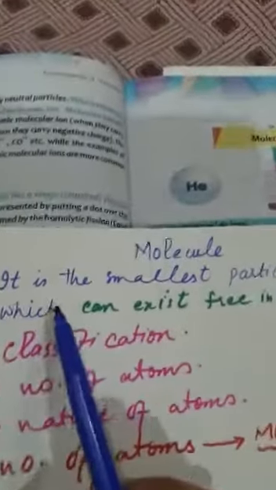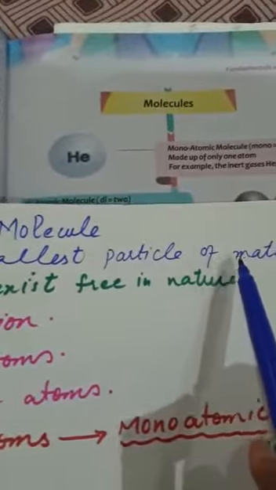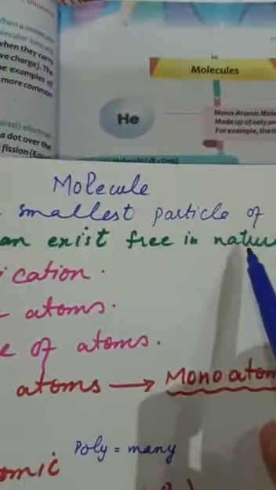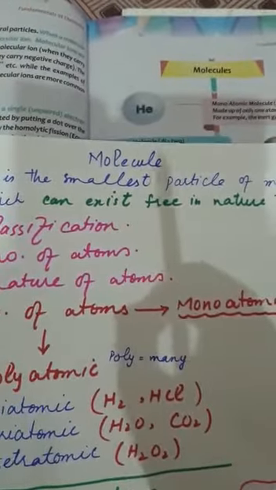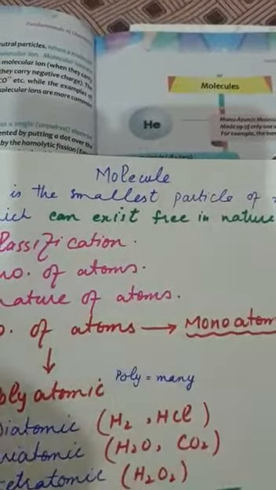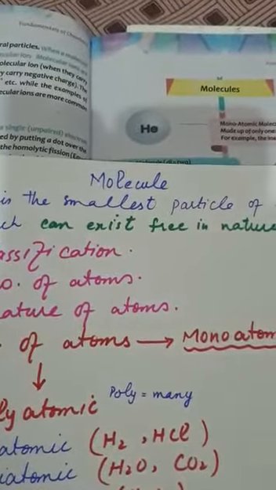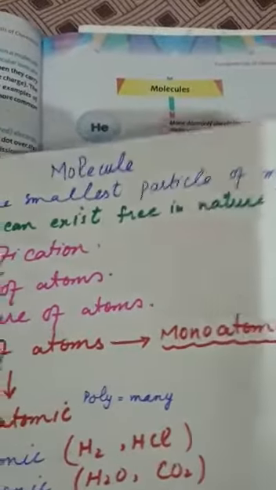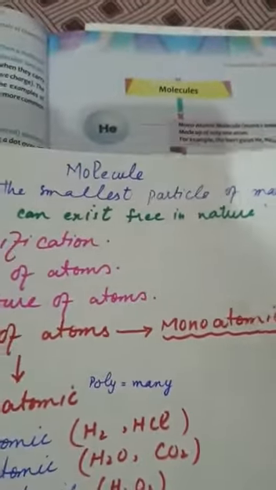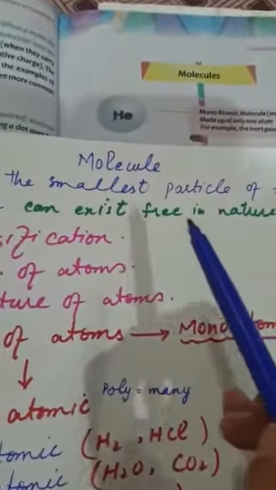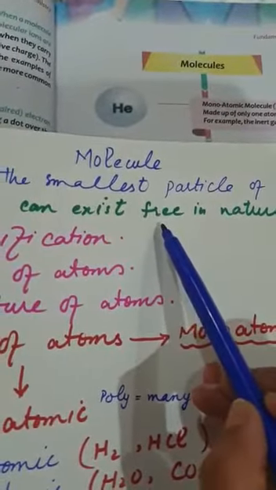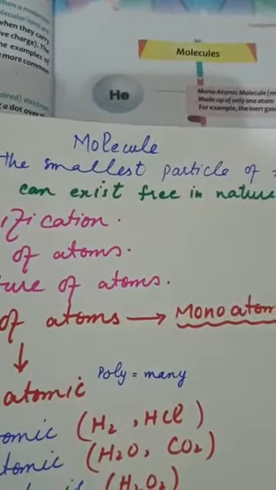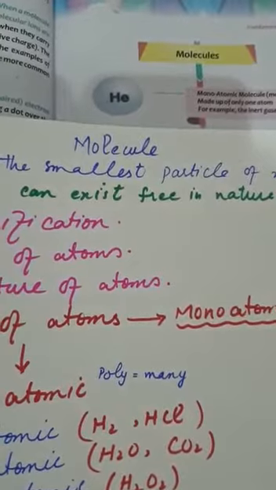It is the smallest particle of matter which can exist free in nature. That is the basic difference between a molecule and an atom: atoms can't exist free in nature, whereas molecules are formed by the chemical combination of atoms. For that reason they can exist free in nature. So this is the main key point for molecules: they are formed by the combination of atoms and they can exist free in nature.